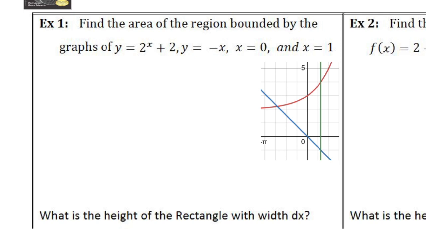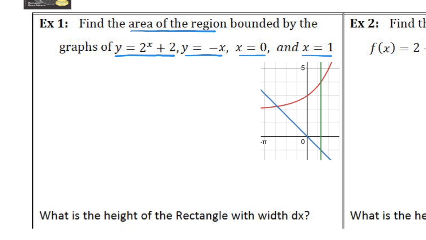So for example 1, we're going to find the area of the region bounded by y equals 2 to the x plus 2, y equals -x, x equals 0, and x equals 1. So those are 4 sides of a figure. Let's find out where they are.